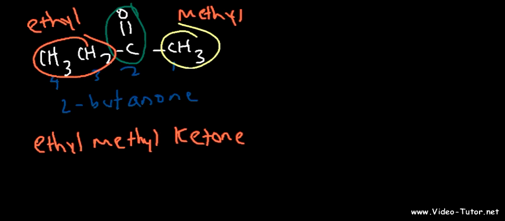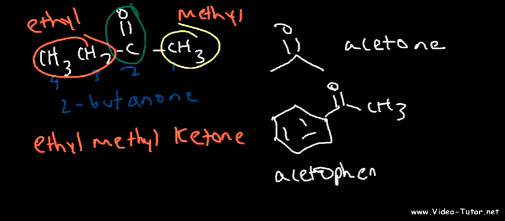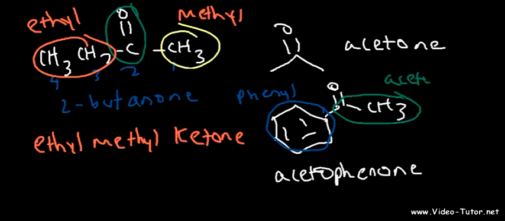Now here are some other names that you need to be familiar with. This is known as acetone. It's a 3-carbon ketone. Here we have acetophenone. When you have a 6-carbon benzene ring as a substituent, it's called phenyl. And aceto usually refers to 2 carbon atoms. That's an aceto group. And here we have a ketone, so we get acetophenone. The phen part comes from phenyl, and here we have the "one" for the ketone.